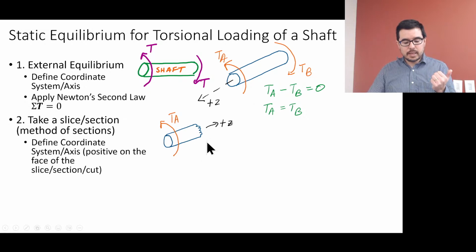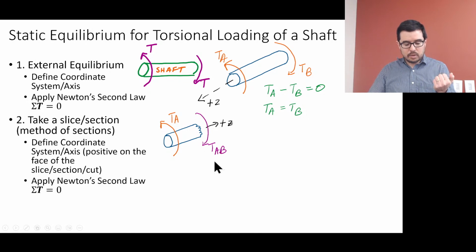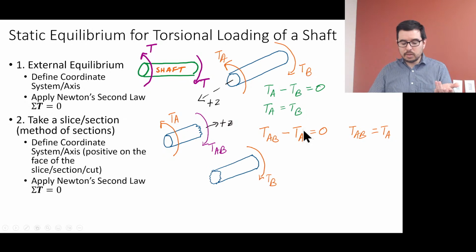And it matters which direction you take the slice, and then you can apply Newton's second law to figure out what the internal torque is. And in this case, it's equal to the external torque, TA, and it's also equal to the external torque, TB.